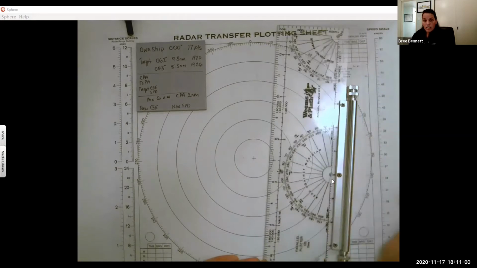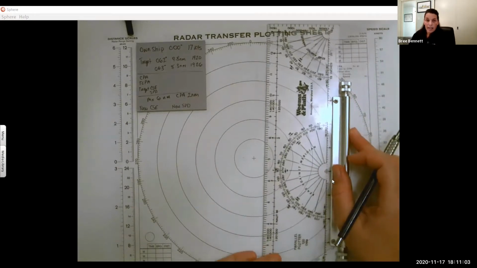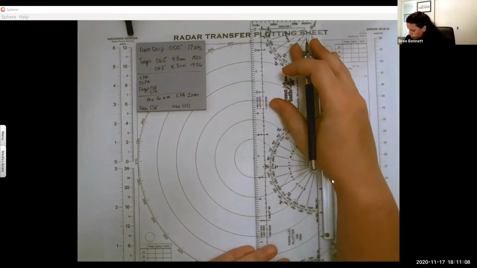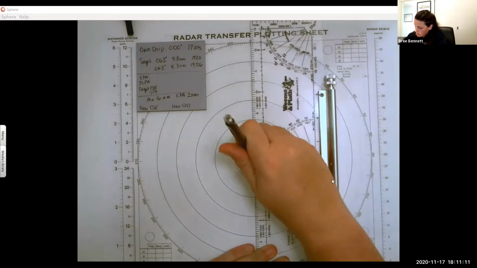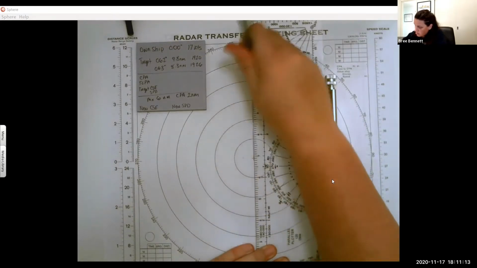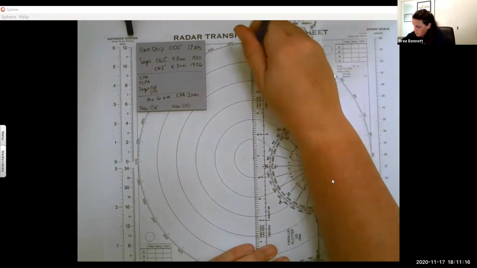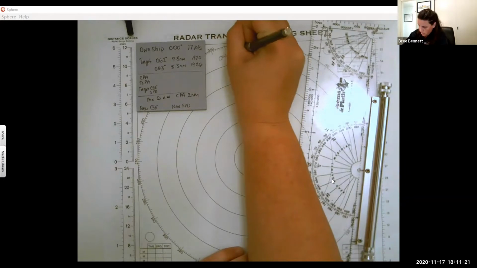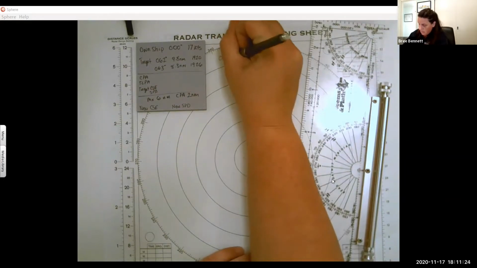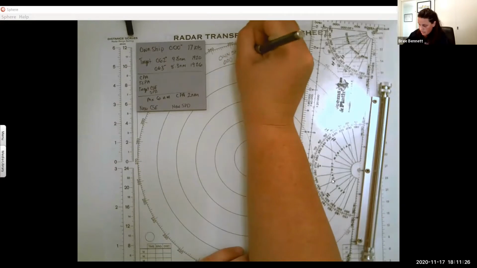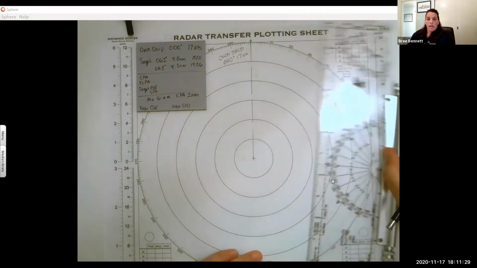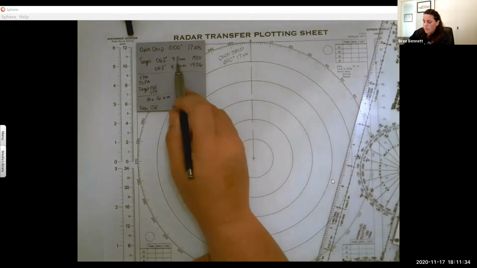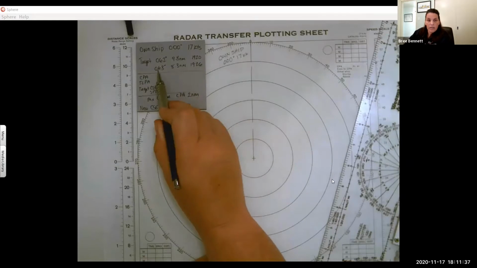Okay, the first thing I do is plot the heading flasher, whatever my course is. That is 0, 0, 0 in this case. My own ship is 0, 0, 0 at 17 knots. Then I'm going to plot what they told me. At 1920, I have a bearing and a range. At 1926, another bearing and a range.